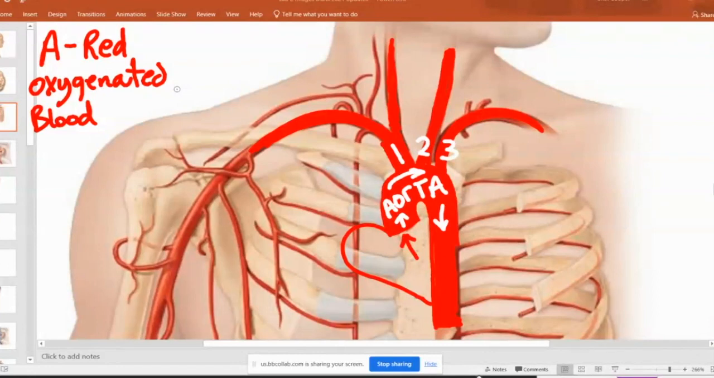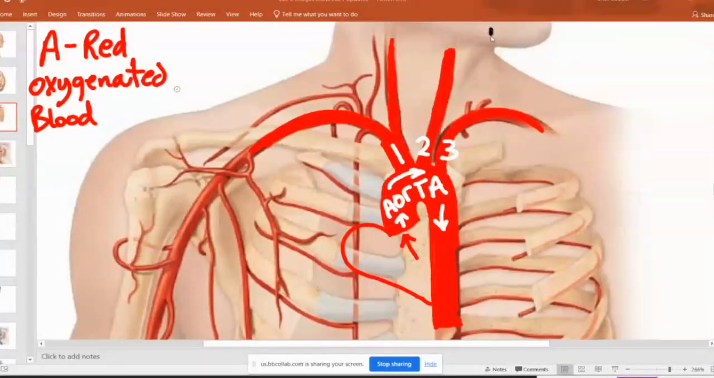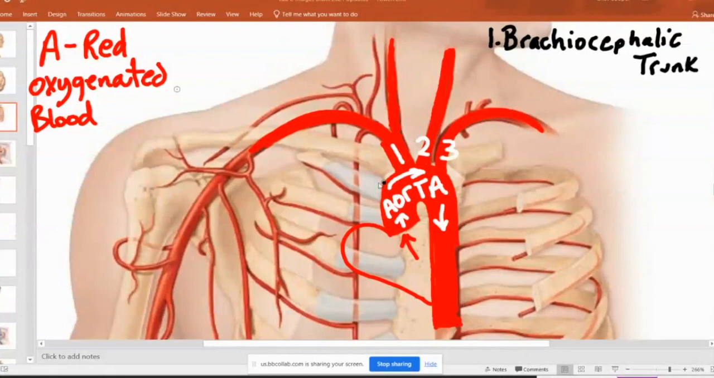So let me ask you this very simple question. How many arteries branch off of your aortic arch? Three. Three of them. Number one. Brachio. Yes. Cephalic. And since it's this little box right here that is going to split into two others, they chose to call it a trunk. That is its name. So number one, that little vessel, is the brachiocephalic trunk.